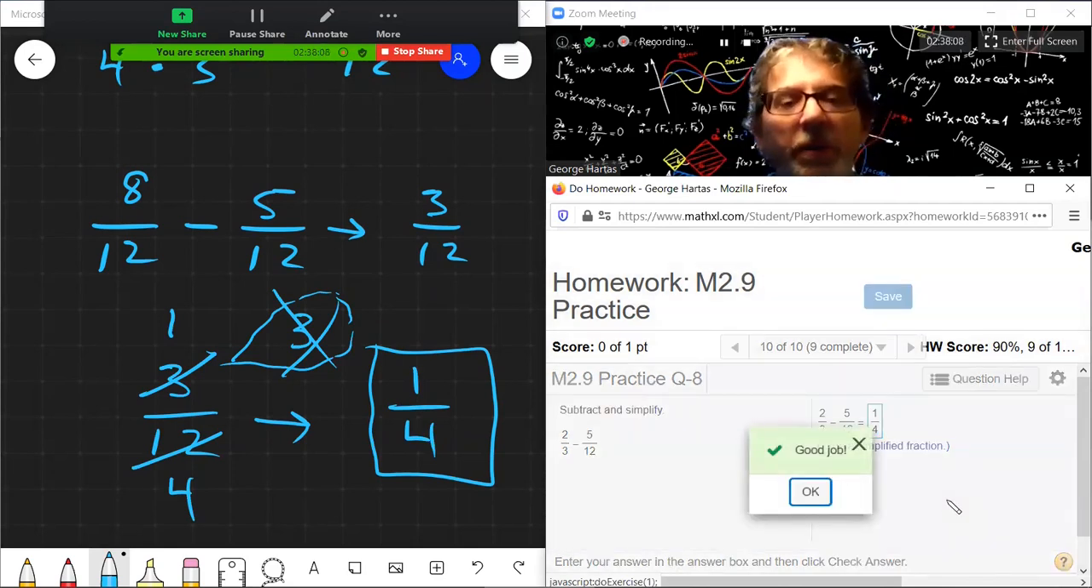All right, so there it is. This is how you perform addition and subtraction of fractions with unlike denominators.